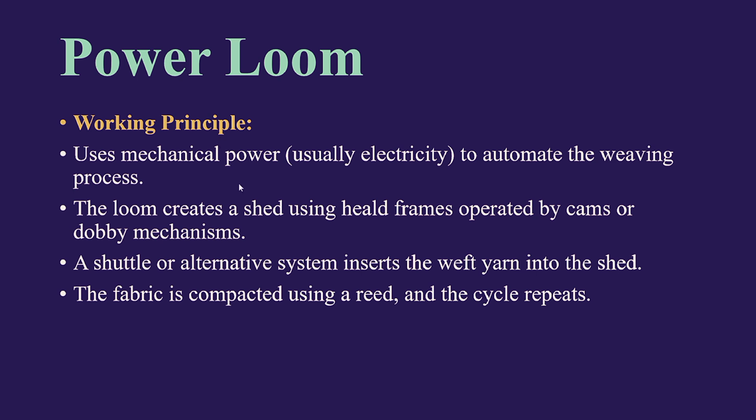system. The loom creates a shed, and in the shed a shuttle or alternative system inserts a weft, that is widthwise yarn. Then the fabric is compacted using a reed and a cycle. This is the working principle of power looms, which is based on electricity or an automatic system, while in hand looms it was totally a manual system.